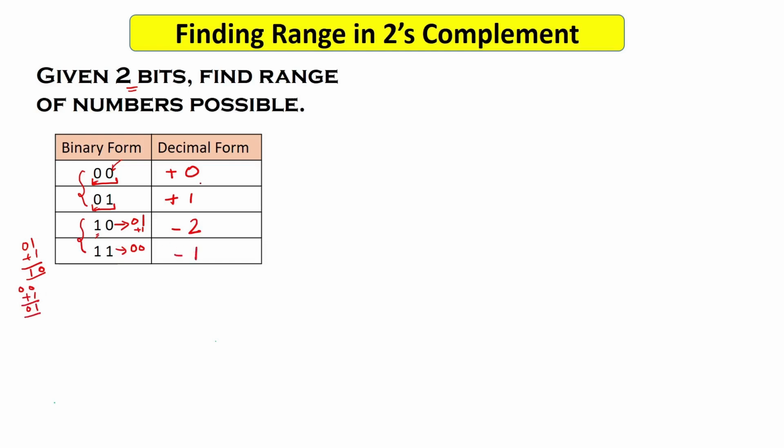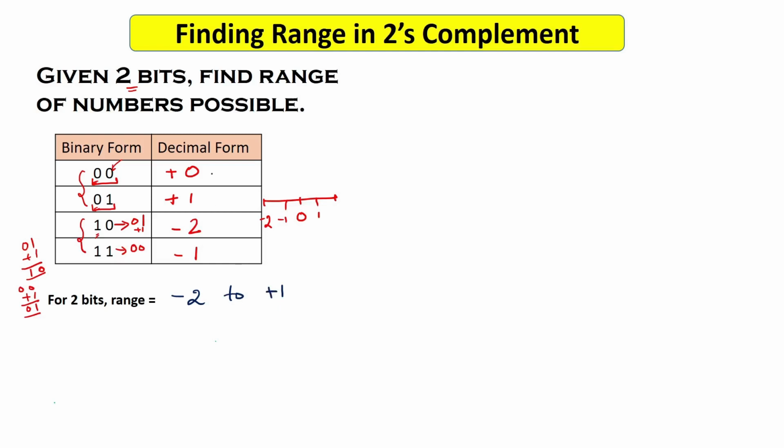So these are the different numbers that I can get in 2 bits 2's complement representation. You can see if I represent them on the number line, I got 0, then 1. Here it is minus 1, and here it will be minus 2. So these 4 numbers I can get. So for 2 bits, my range of numbers will be from minus 2 to plus 1. These are the different numbers I can represent.